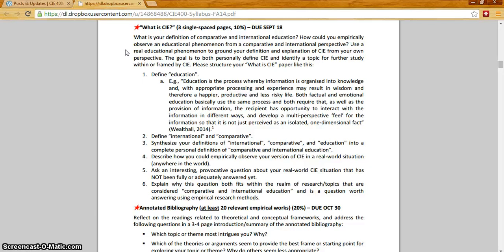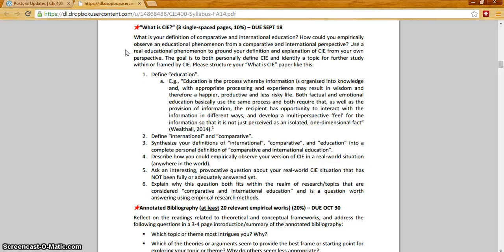The goal is for you to both personally define comparative and international education and to identify a topic for further study or research that is either within or framed by comparative and international education. And that topic for further study is what you will use for your next assignments.